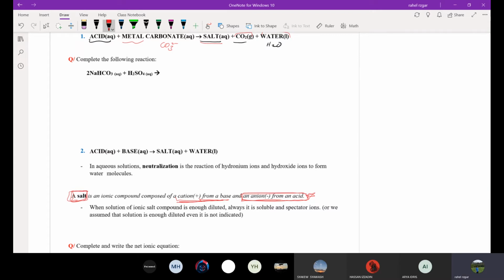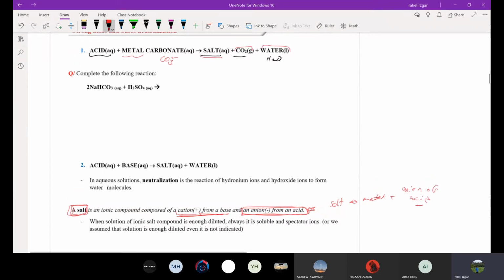For example, if the acid is HCl, it must have the Cl of that acid with a metal. So a salt is always a metal with an anion of an acid. Always. For example, we have H2SO4 with something else. The SO4 inside that salt with a metal becomes a salt.